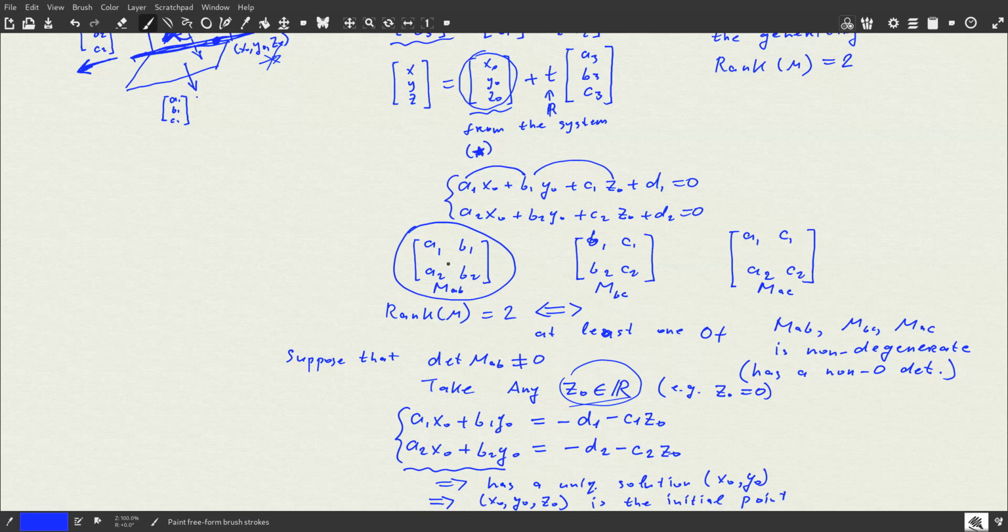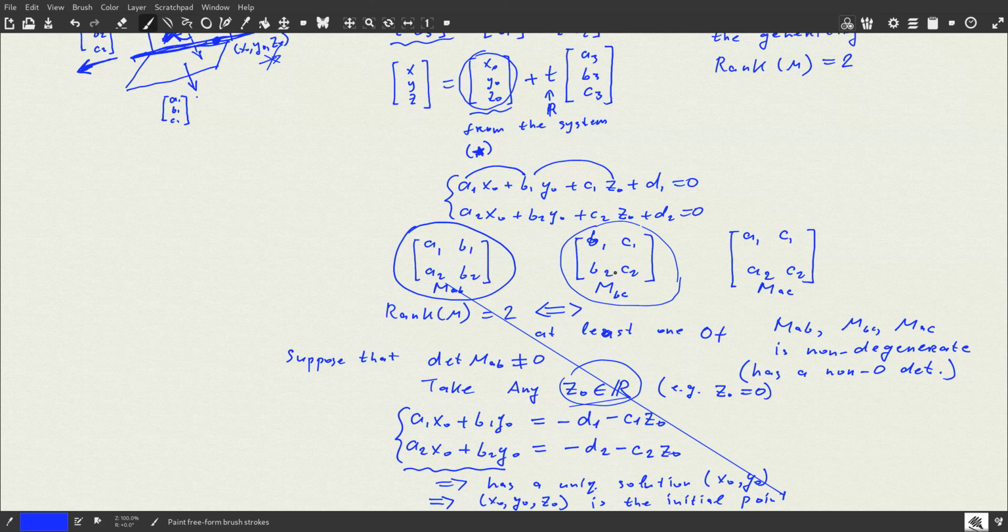Similarly, if, for example, this minor is not applicable, but this one has a non-zero determinant. Excuse me, I made this line. It doesn't mean that I crossed it as an incorrect one. It's just my system drew it. Okay, everything we wrote is perfectly valid.